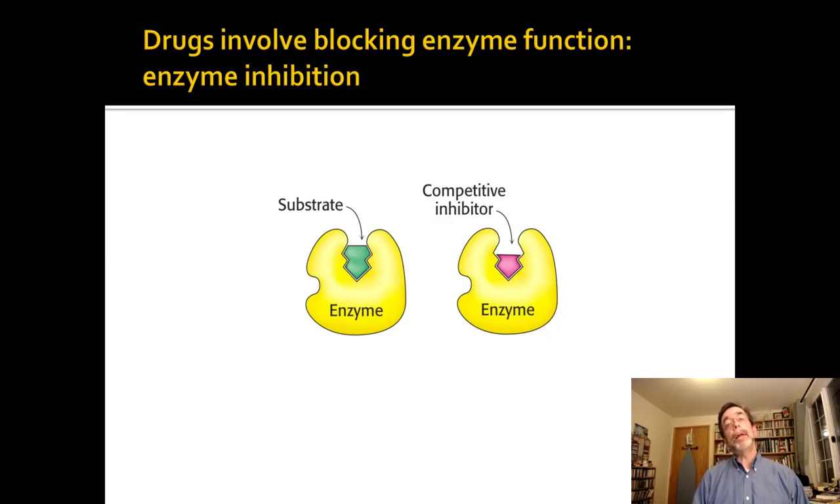The reason that drugs come up in this topic is because one class of drugs will block enzyme function. So enzyme inhibition will be something that looks almost like a substrate, and it can do the first step of catalysis, but it can't do the second. Remember, the first step is substrate binding. The second step is catalysis, and those involve different parts of the enzyme.